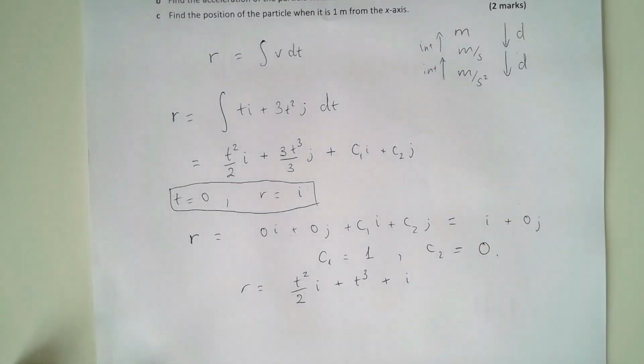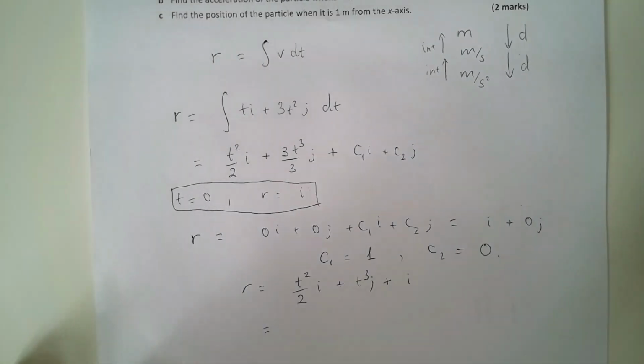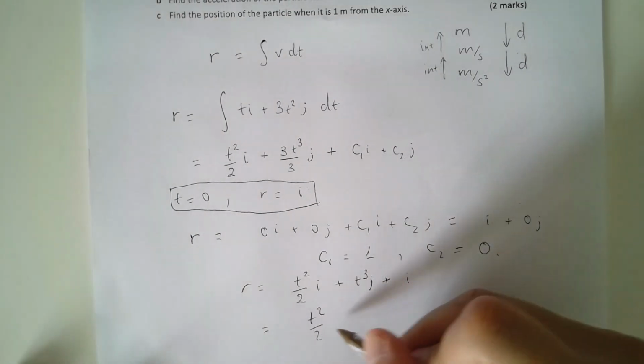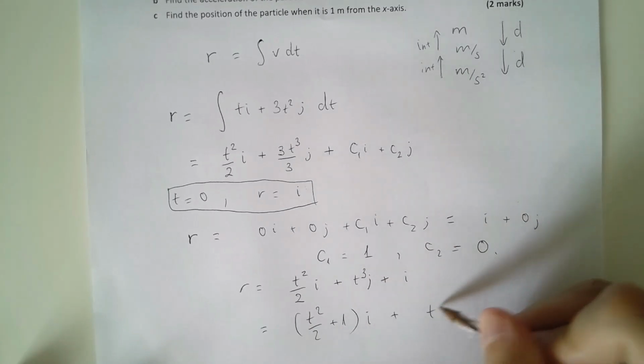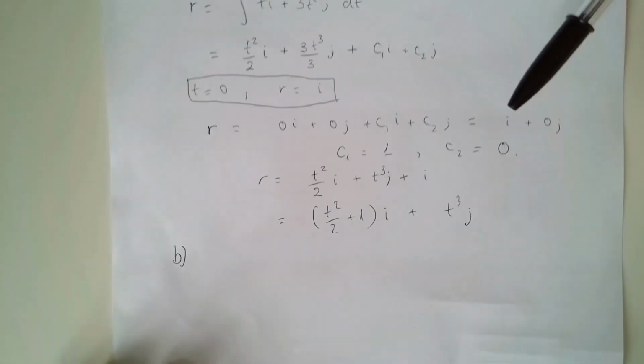That's it, done. Of course, don't forget j here. You can write it as a vector. You collect like terms, make i the subject. You get t squared over 2 plus 1, of course, i here, and plus t cubed j. So we have our equation. Here you are. Now I'm going to carry on.